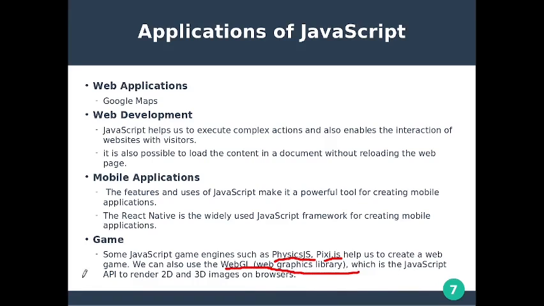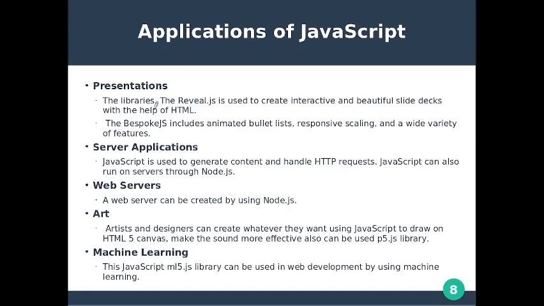WebGL is a JavaScript API, application programming interface, used by web browsers to render 2D images and 3D images. Okay, and physics.js and fizzy.js are game engines of JavaScript, and React Native is the widely used JavaScript framework for mobile applications.